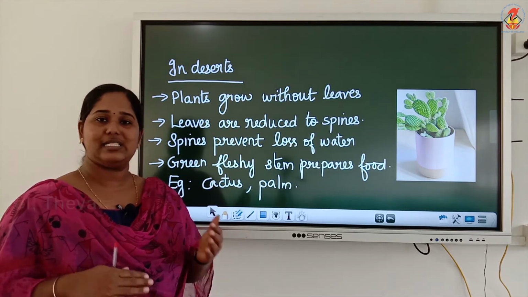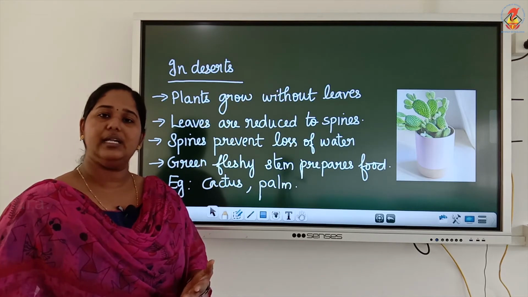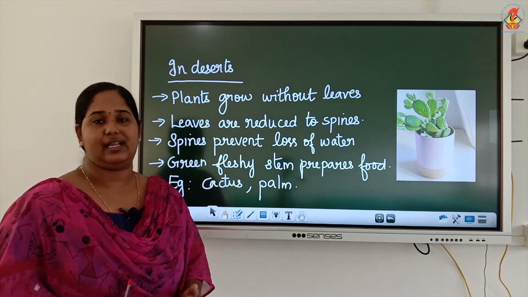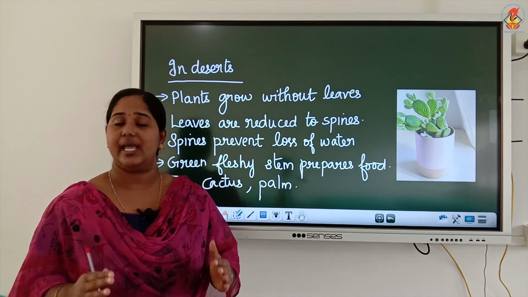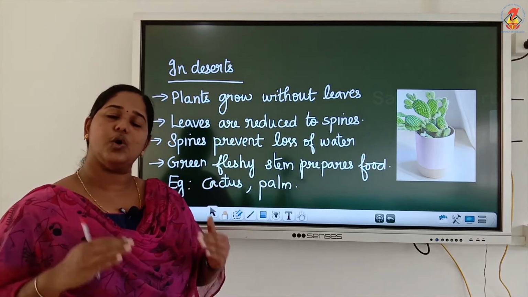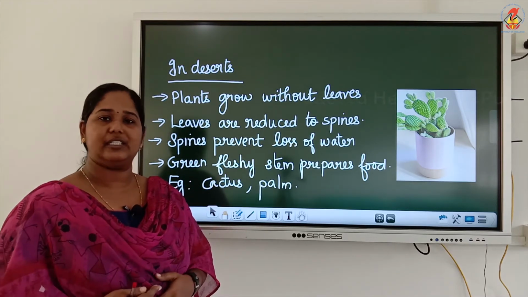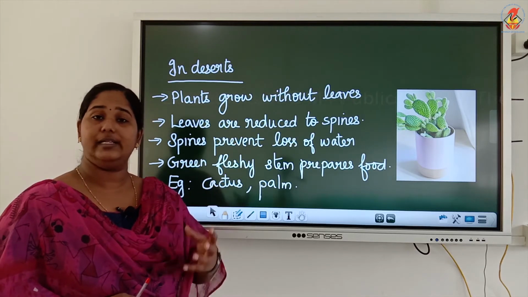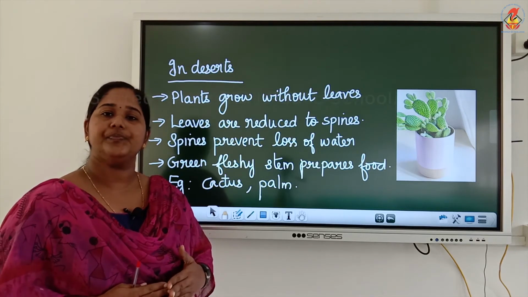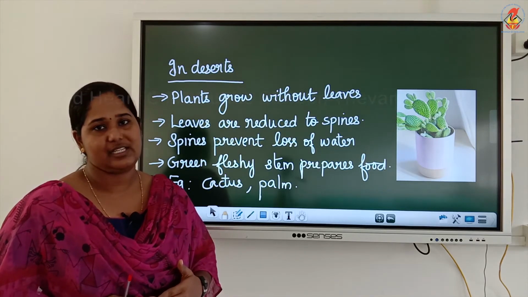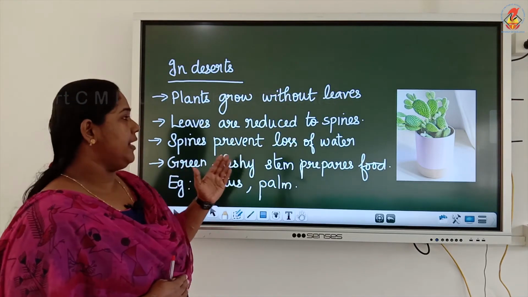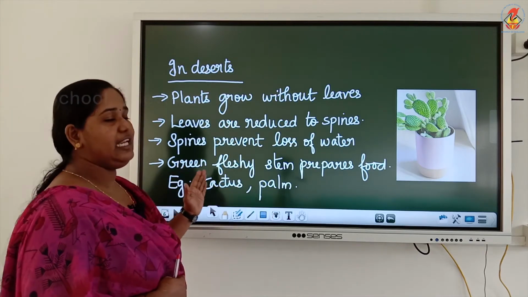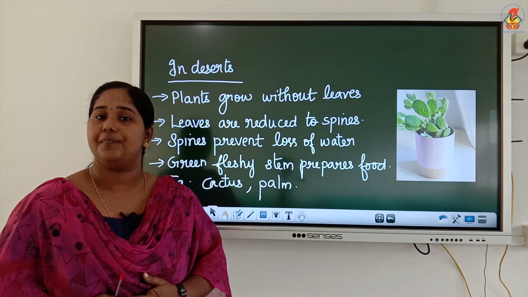So, in desert plants there is an exception to what we have learned. We learned in the last chapter that leaves prepare food for the plant. But in the case of a desert plant like cactus, it is the green fleshy stem that prepares food. And water is stored in the green fleshy stem. If you have a cactus plant in your house, you can cut one portion of the cactus stem and you can see the water content in it. The water is stored in the green fleshy stem of a cactus plant. Leaves are reduced to spines, and spines prevent the loss of water through transpiration. The green fleshy stem prepares food for the whole plant.